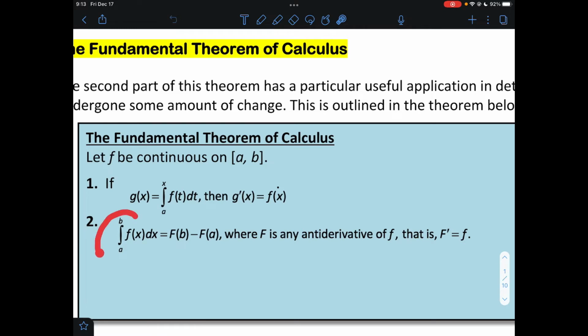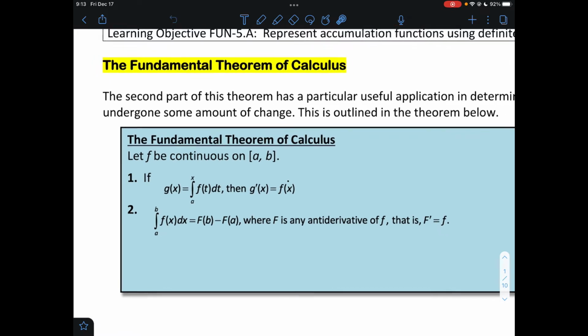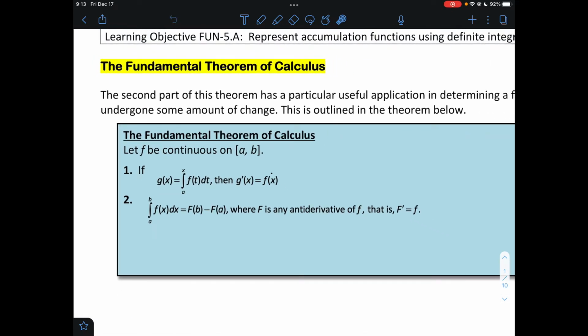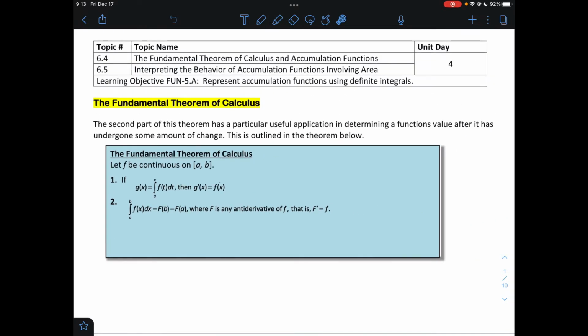Secondly, the integral from a to b of a function f would equal the antiderivative of f at b minus the antiderivative of f at a, where capital F is the antiderivative of little f. Therefore, capital F prime would be little f. Okay, so that is the fundamental theorem of calculus. We're not going to be able to get too far into it today because we don't actually know how to take antiderivatives yet. We will learn that very shortly in an upcoming video. But today we're still going to keep using either area under a curve by geometry or using a calculator.